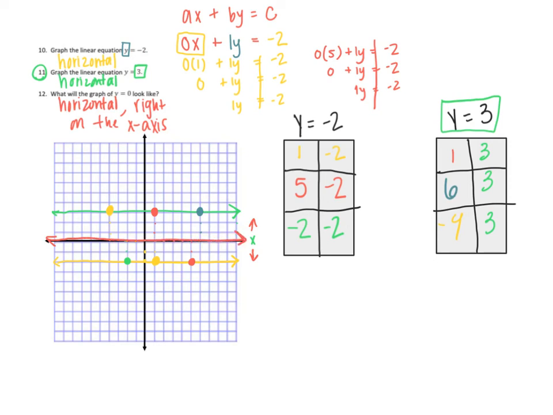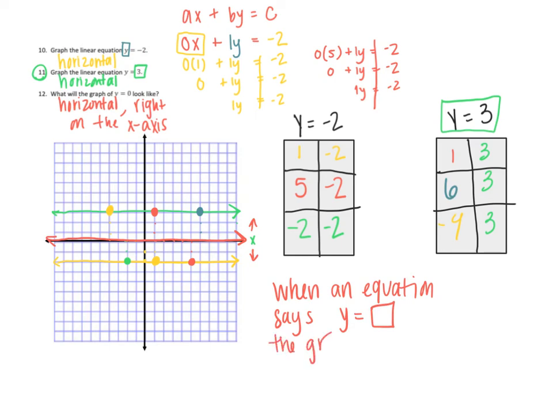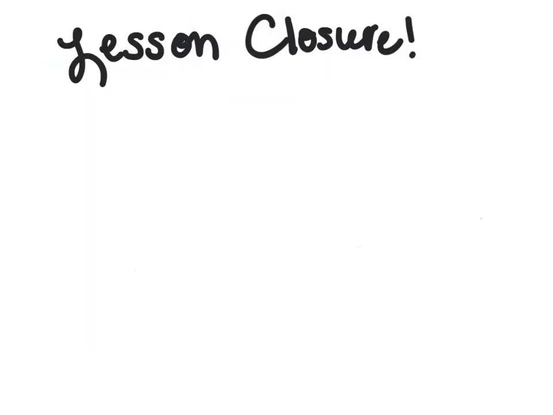And so the last thing I want you to know from this page is that when an equation says y equals something, the graph will be horizontal. It's going to be a horizontal line wherever that y tells you to start, how many spaces above or below the x-axis. All right, so we're just going to close out this lesson and review what we've done today.